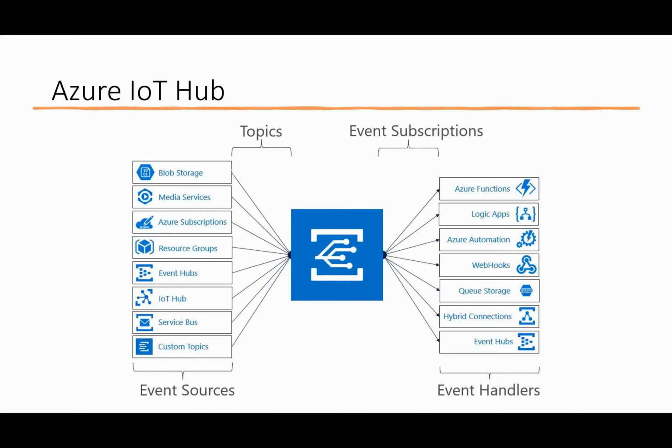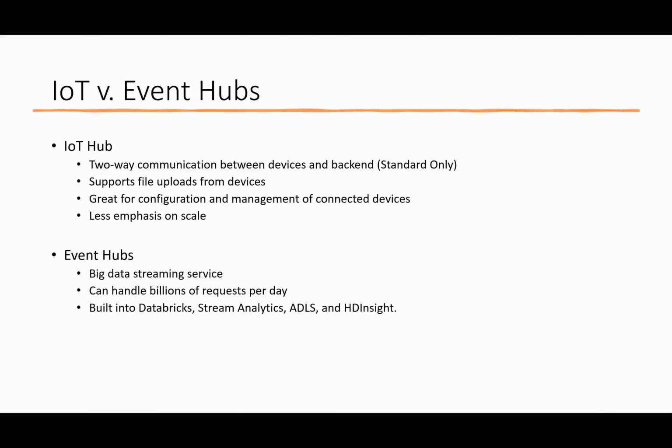So you can daisy chain these. The IoT Hub can send to many different subscriptions at one time in order to scale to whatever level you would need. And there can also obviously be massive scaling needed when you're in the Azure cloud. I've already touched on this a bit, but with the IoT Hub, you get two-way communication between devices and backends. It supports file uploads from devices. It's great for configuration and management of connected devices because of that two-way communication. And it has less emphasis on scale, even though it can connect to millions of devices at one time.